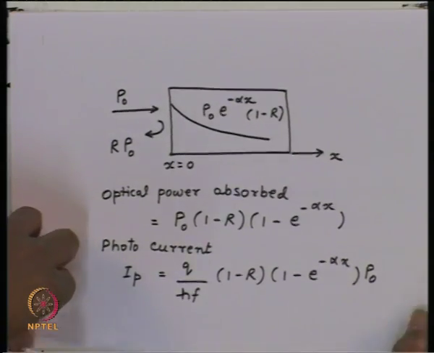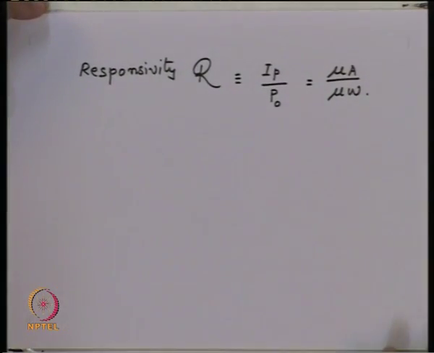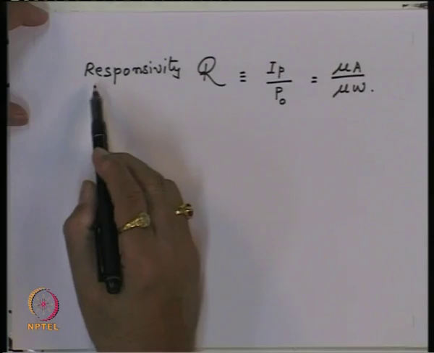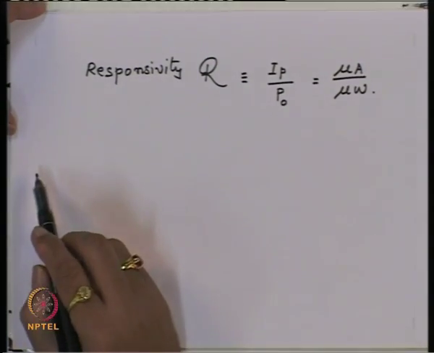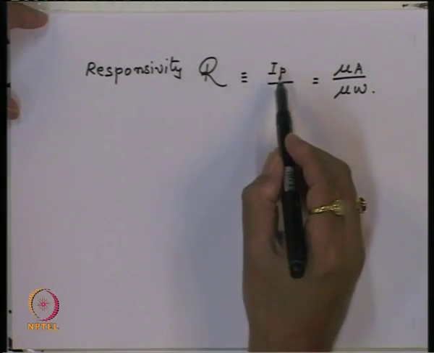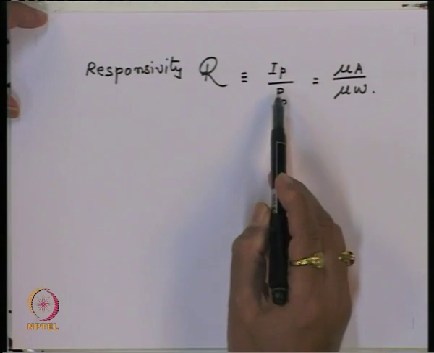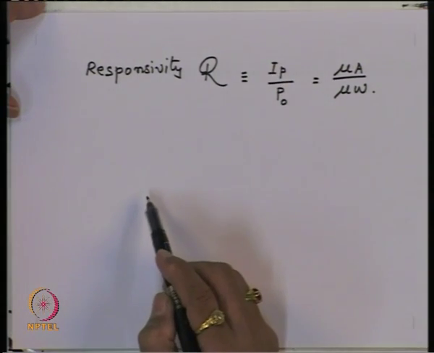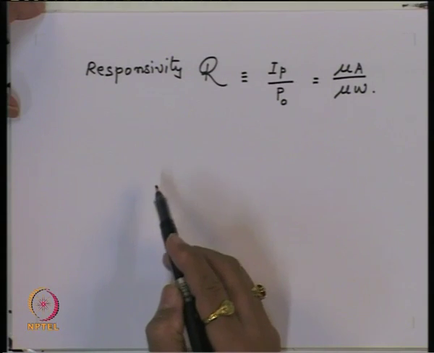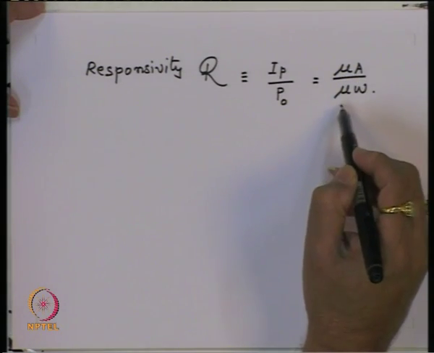And then we defined a parameter which is a sort of characteristic parameter of a photodetector, what we call the responsivity, which is the ratio of the photocurrent divided by the optical power. So, it is measured in microamperes per microwatt.